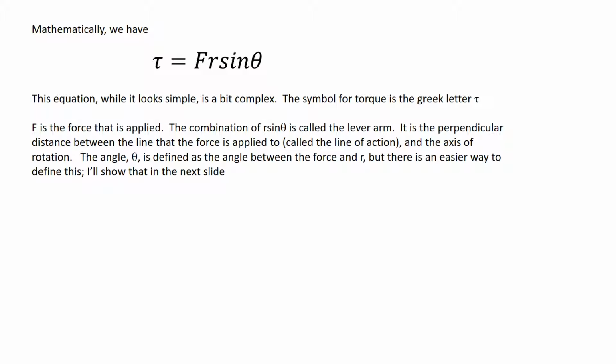Mathematically, here's the equation. Torque is equal to Fr times the sine of theta. This equation, while it looks really simple, can be a little bit complicated. The symbol for torque is the Greek letter tau. Force, or F, is the force that is applied. The combination of r sine theta is called the lever arm.